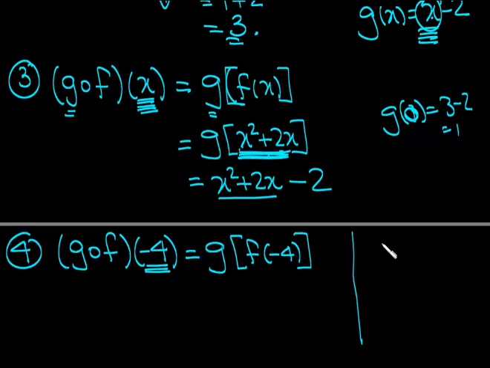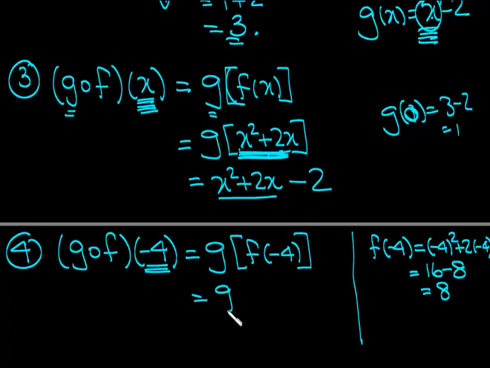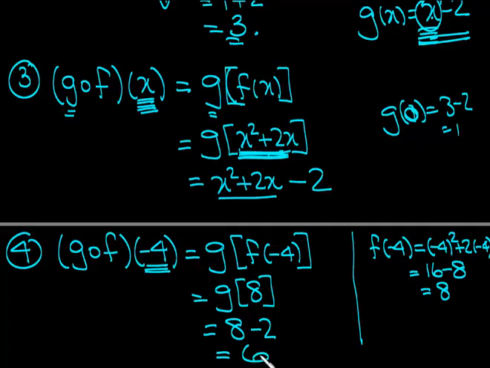What is f of minus 4? F of minus 4 means you replace x with minus 4 in the function f, so you get negative 4 squared plus 2 times negative 4. Remember to put parentheses. Negative 4 squared is 16 minus 8, so you get 8. So we end up with g of 8. What is g of 8? In the function g, replace x with 8. Here's my function g, x minus 2, so we get 8 minus 2, so we get 6. So there's the value of this new function at negative 4.